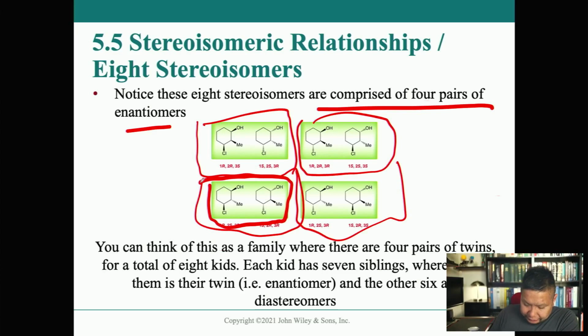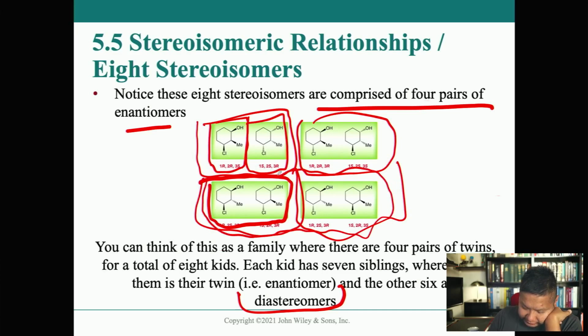So what you can do is think of this as a family where you have 4 pairs of twins, and a total of 8 kids. Then each kid has 7 siblings, where one of them is their twin, and the other 6 are all diastereomers. So this kid here has 1 twin, or 1 enantiomer, but the rest of these 6 kids are their diastereomer brothers and sisters. And that's true of every single one of them.